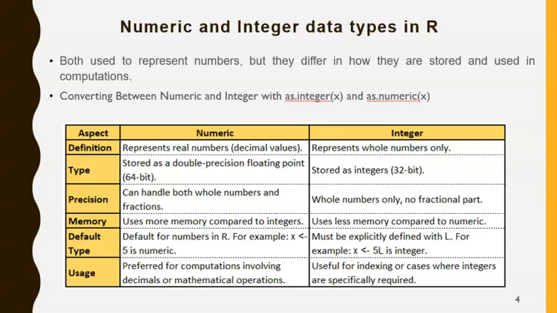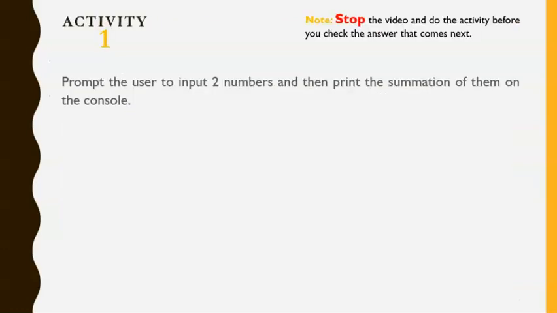Now let's do an activity together, and pay attention to this. When I stop explaining this activity, you stop the video and try to do the activity yourself before you check the answer that comes in the following seconds of this video after my explanation. So prompt the user to input two numbers: just create two lines of readline and then print the summation of them on the console.